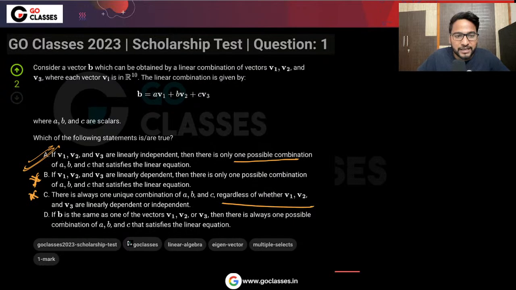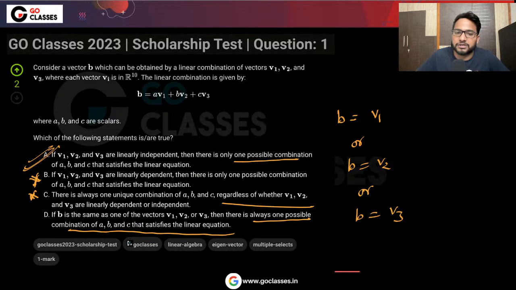They are saying that if B is the same as one of the vectors, maybe B is the same as V1, or B is the same as V2, or B is the same as V3, then there is always one possible combination of A, B, C that satisfies the linear equation. So looking at this option, this is correct. I will update the answer key, don't worry. So D is also correct.